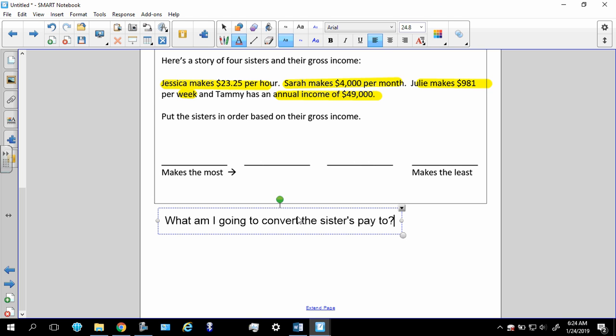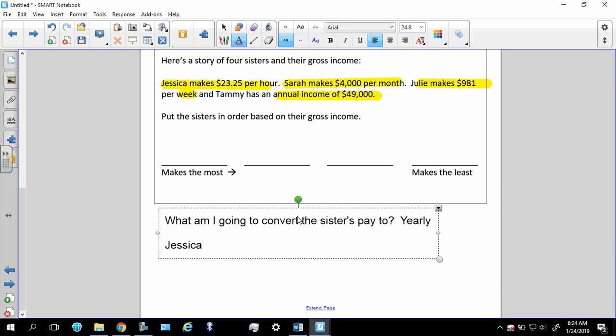So hourly, monthly, I'm going to convert everything to yearly. Again, we've got to convert everything, not necessarily to yearly, but to one thing so we can compare. And I just decided yearly. Why? Because I wanted to. That's why. So here we go.